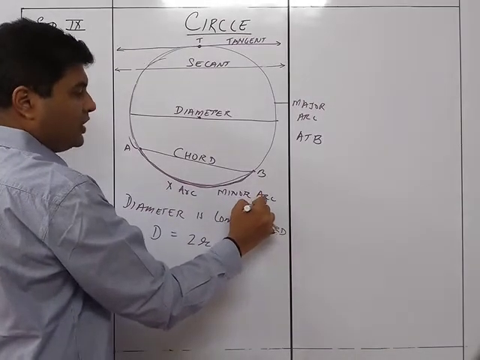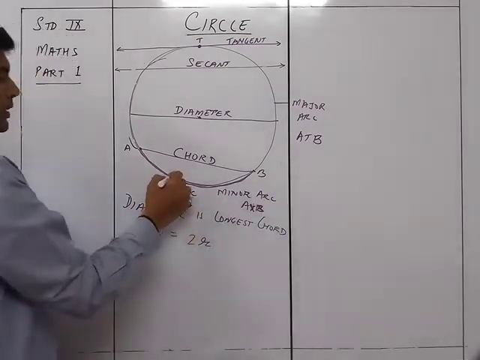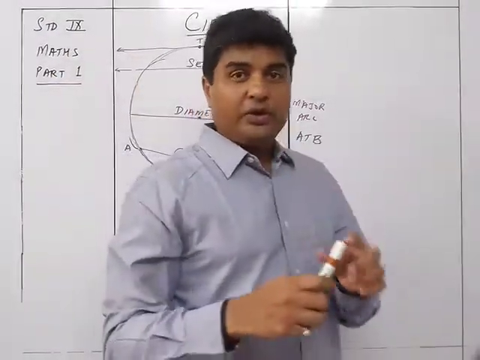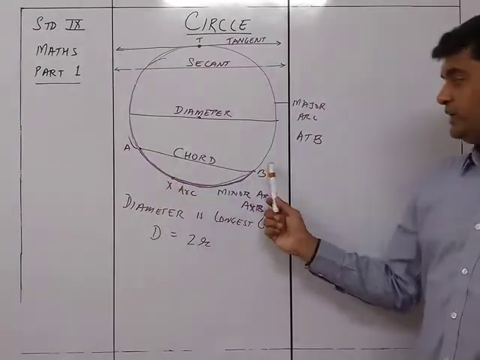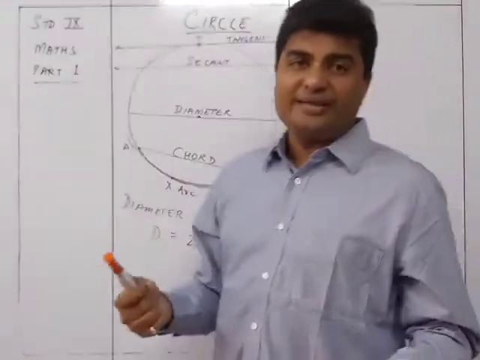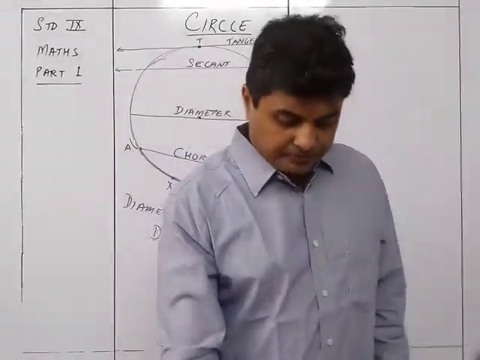So you can also identify by putting a point in between on the arc, and accordingly you can name it as arc AXB and arc ATB, so that you can identify minor and major arcs more easily.